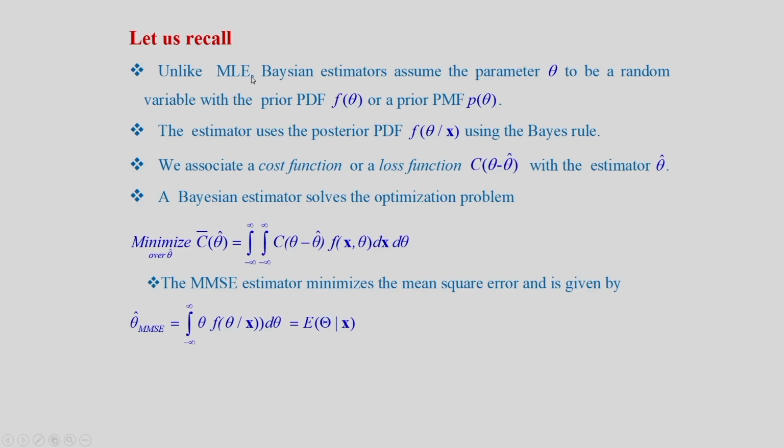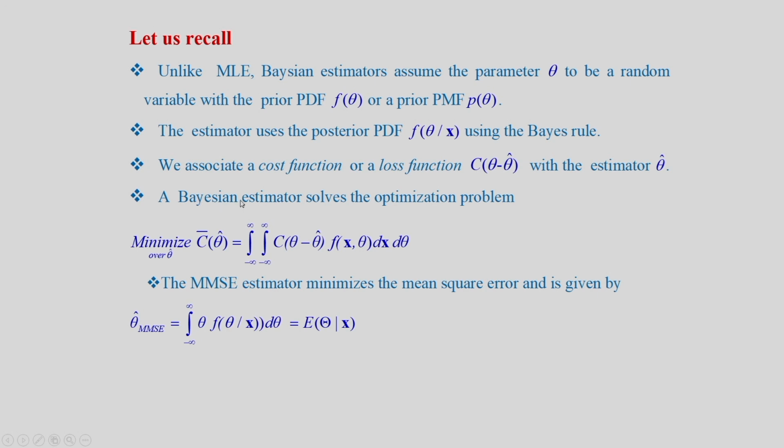Let us recall, unlike MLE, Bayesian estimators assume the parameter theta to be a random variable with the prior PDF f of theta or prior PMF p of theta. The estimator uses the posterior PDF f of theta given x or posterior PMF p of theta given x using the Bayes rule. We associate a cost function or a loss function c of theta minus theta hat with the estimator theta hat. Cost function is a function of error.